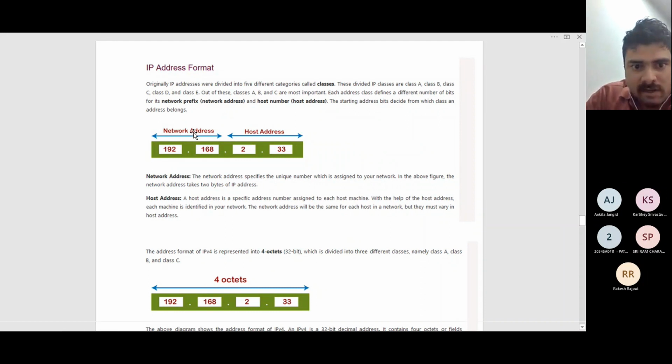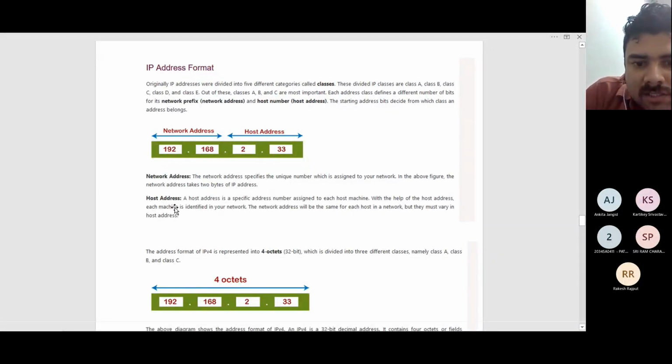See the network address and host address. The first number, 192, is 8 bits. 160 is 8 bits. Then the host part, 2, is also 8 bits, and 33 as well. In total, 32 bits are used in our IP address. So the first 16 bits are used for the network address and the last 16 bits are used for the host address. This is the main thing.